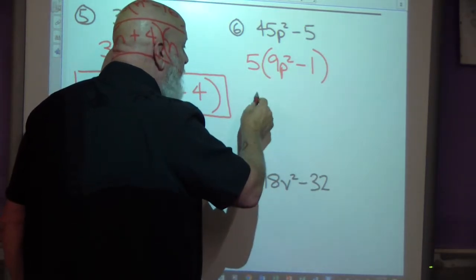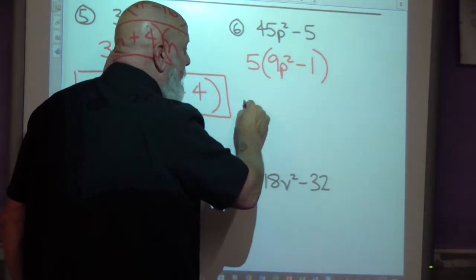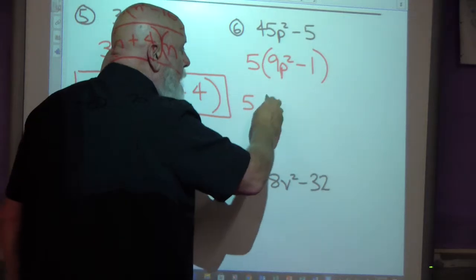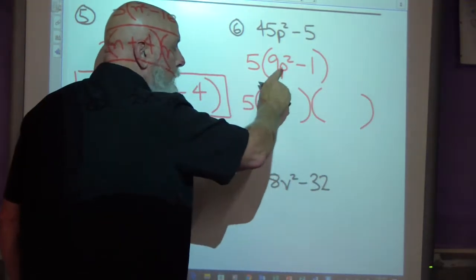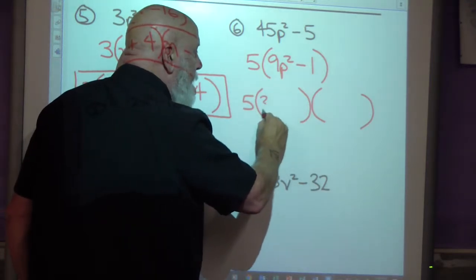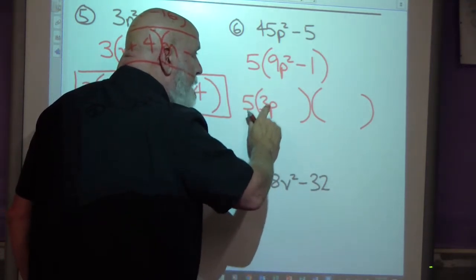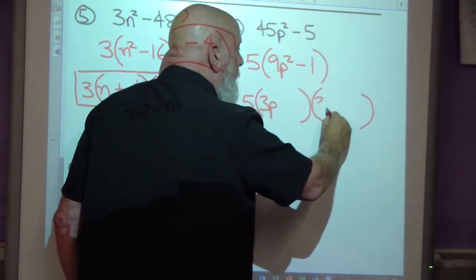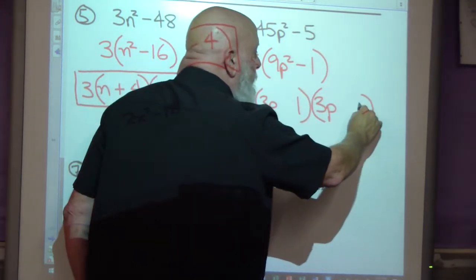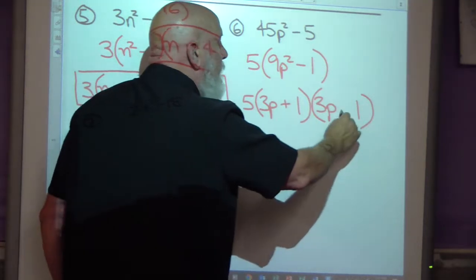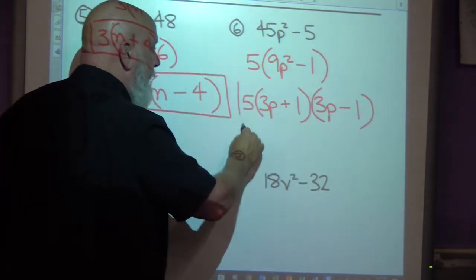I'm going to factor it using the difference of squares pattern. My 5 is going to come down. I'm going to open up 2 sets of parentheses. Take the square root of this one, that's 3p, because 3p times 3p is 9p squared. And I'm going to take the square root of this one. Put it here and here, make one positive, one negative, and I'm done.